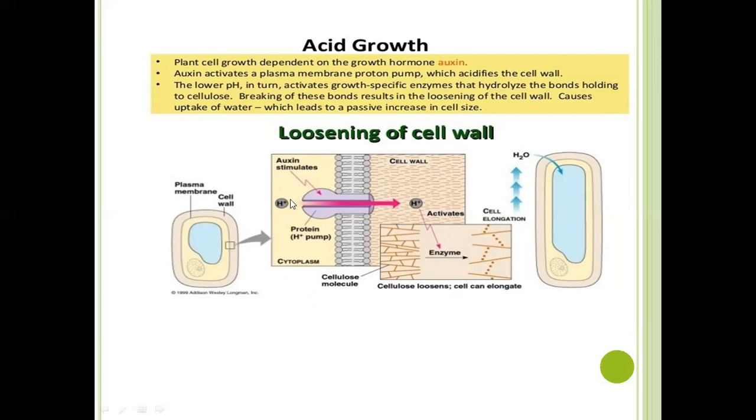The loosening of the cell wall shows that auxins activate the proton pumps. Water drops in and enters inside, activating the enzymes. The cell undergoes organ elongation, with uptake of water, and this is the water pump.